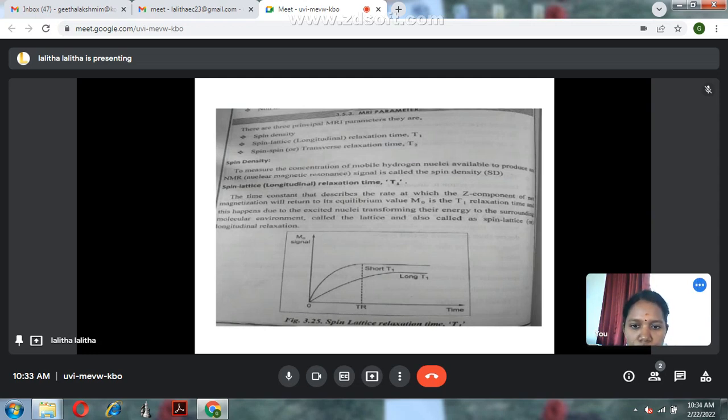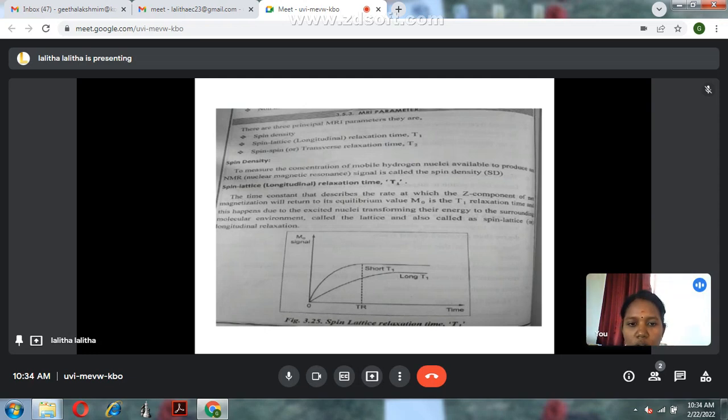So here in the graph, the time constant that decreases the rate at which the Z component of net magnetism will return to its equilibrium value M0 is the T1 relaxation time, and this happens due to the excited nuclei transferring their energy to the surrounding molecular environment. So it is called lattice, and also it is called spin lattice or longitudinal relaxation. So this is the graph of spin lattice relaxation time T1.